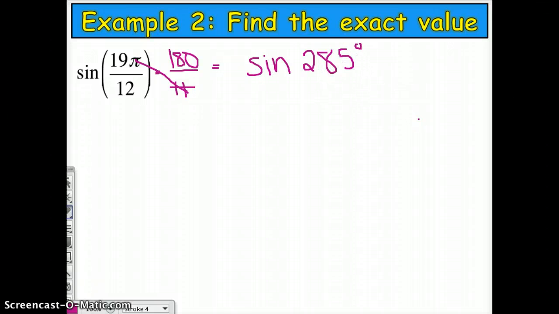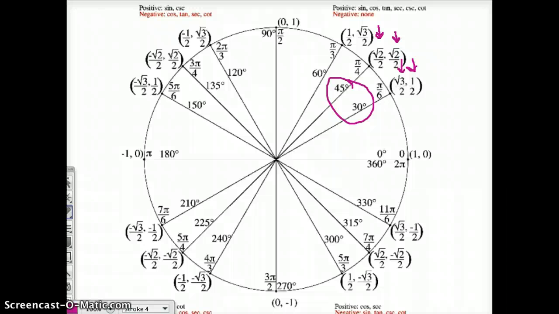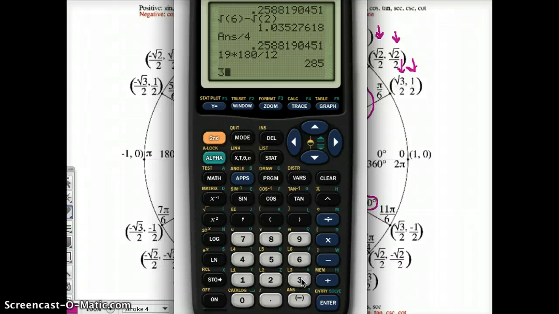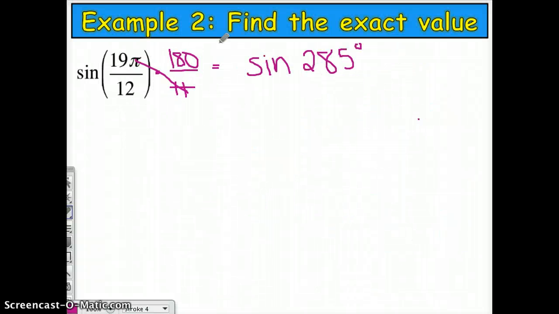So let's go back to the unit circle and find two angle measures that add or subtract to 285. 285, 285. We're here in the fourth quadrant. So what about 330 minus 45? Does that give us 285? 330 minus 45. It does. So I'll use that. There's probably other options you could use, but just be sure you use two numbers from the unit circle. So 330 minus 45 is what I'm going to pick.